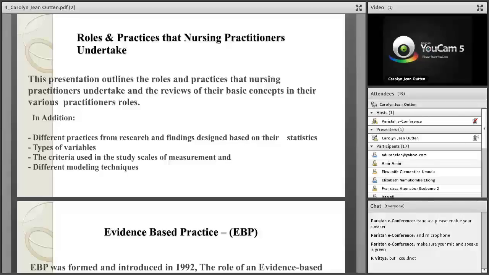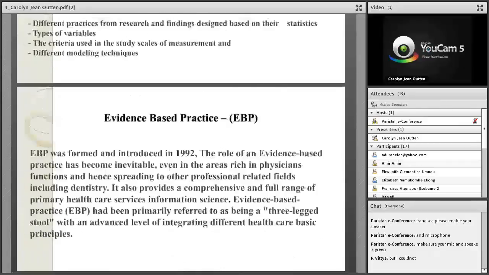Roles and practices that nursing practitioners undertake. This presentation outlines the roles and practices that nursing practitioners undertake and reviews their basic concepts in their various roles. In addition, it covers different practices from research and findings designed based on statistics, types of variables, the criteria used in the study, scales of measurement, and different modeling techniques.